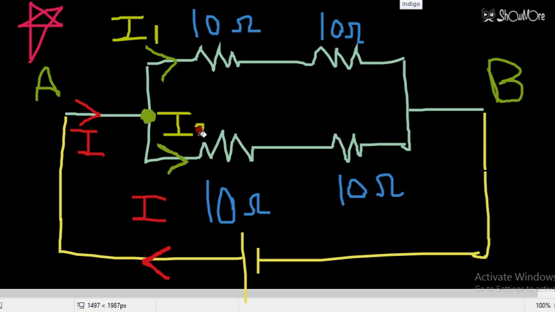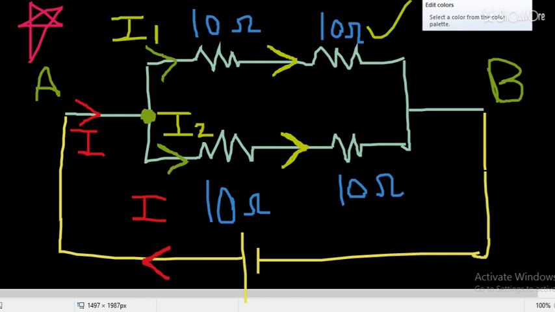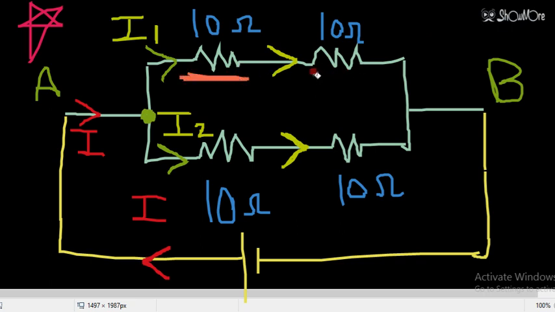One more thing you can see, the same current I1 is flowing through this resistance and this resistance also. Here in the below diagram, I2 current is flowing through this resistance, and the same current I2 will be flowing through this resistance also. So in this circuit, this resistance is in series with this resistance.